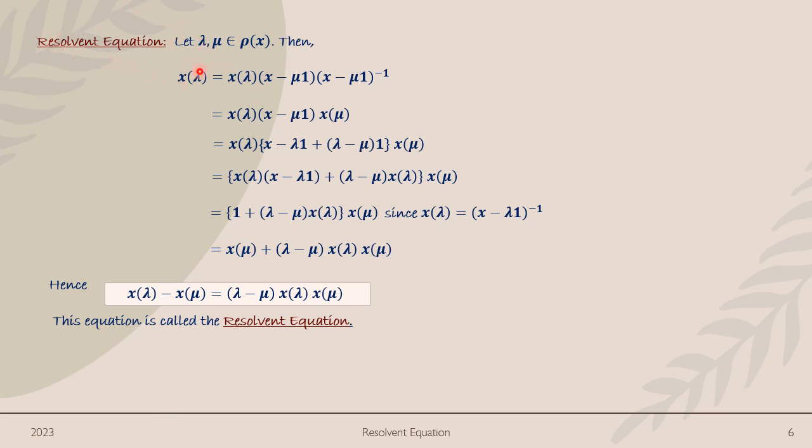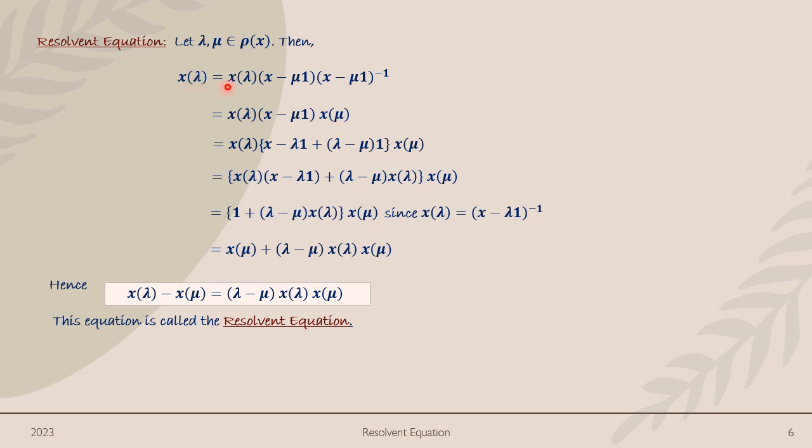To derive the resolvent equation, let us take two scalars lambda and mu in rho of x. Rho of x is the resolvent set of x, which contains the set of z such that mod z is greater than norm x. Now x of lambda equals x of lambda into (x minus mu 1) into (x minus mu 1) power minus 1. Here x minus mu 1 is a vector and its inverse.